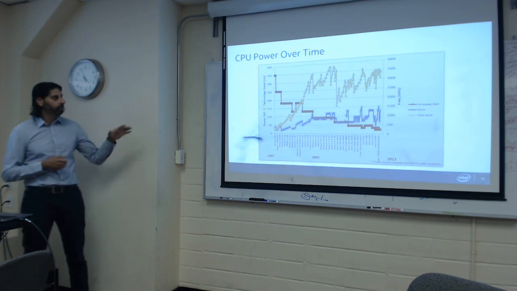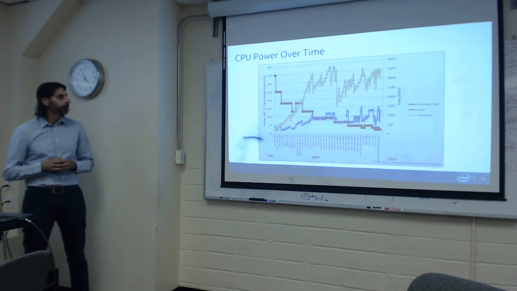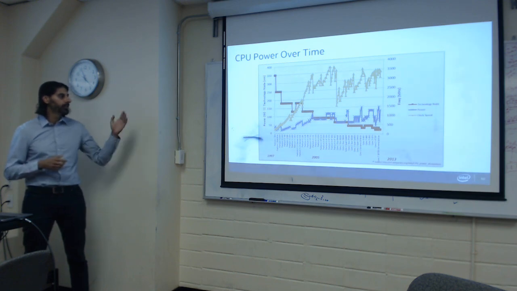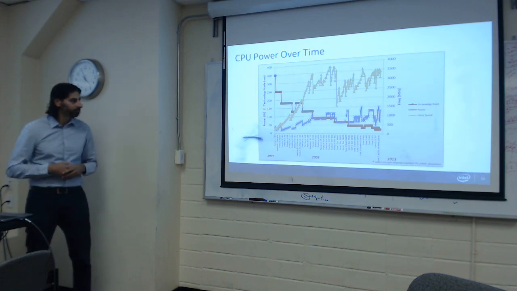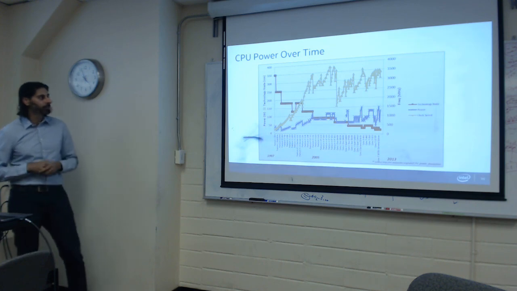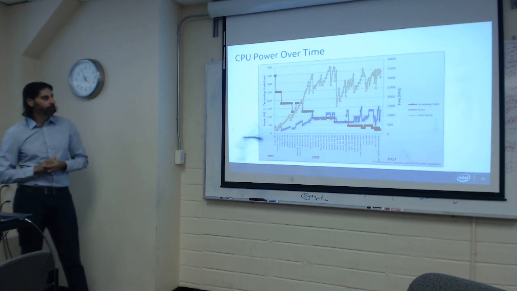So the red line is the technology node, and you can see, as time's gone on, we've moved on to newer and newer nodes, and we're down to latest technologies are in the 10 nanometer range.